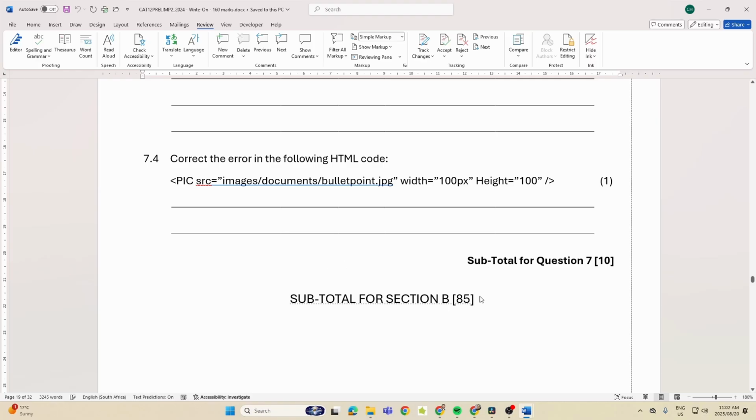So grade 12s, I hope this gives you a solid idea of what you can expect in the 2025 paper by looking at the trends and what we've picked up and what we've seen covered regularly in 2022, 2023, and 2024. So I'll see you in our video on section C.